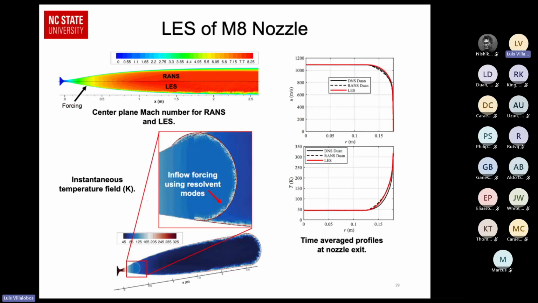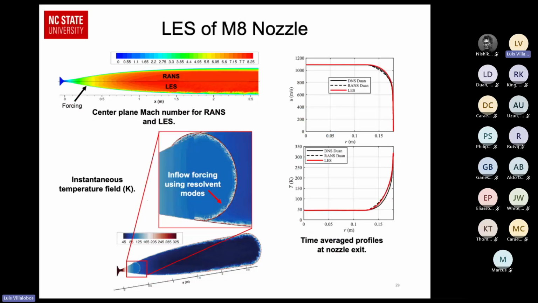Okay, these are some results for our LES. You can see in the top left plot, we're plotting the Mach number of the nozzle. Top half is the RANS solution, and the bottom half is the LES solution. So you can see that we're getting a nice turbulent tunnel wall boundary layer developing. On the bottom left plot, we're plotting contours of the temperature, and you can see where I've zoomed in on the forcing plane where we're enforcing the resolvent fluctuations. You can see that pretty far downstream, we're already getting these turbulent structures to develop.